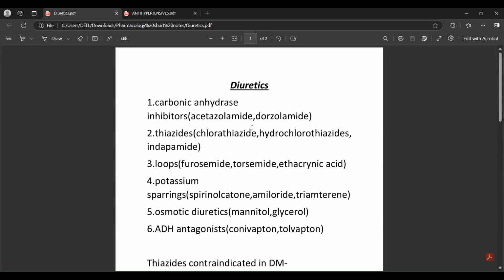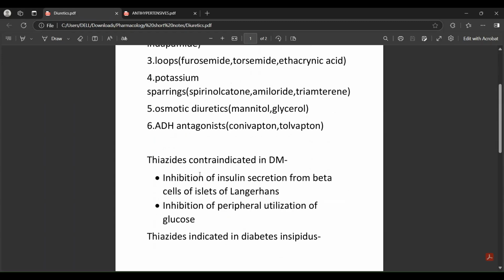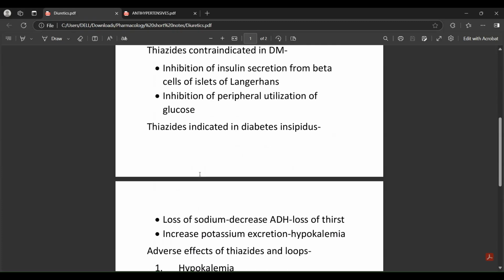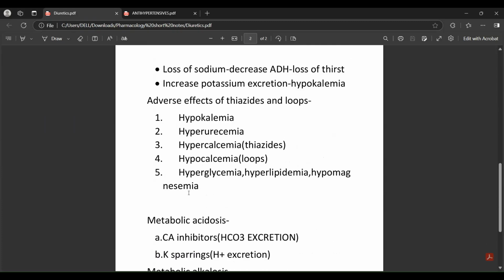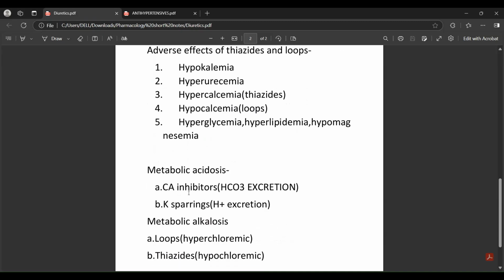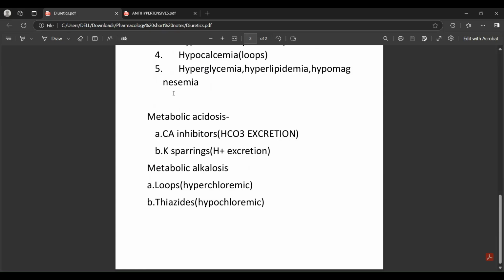So when you talk about diuretics, you have to know the classification. The main ones are thiazides and loops. Thiazides are mainly used in hypertension and they are contraindicated in diabetes mellitus. They are indicated in diabetes insipidus. What are the side effects? Hypokalemia, hyperuricemia, hypercalcemia by thiazides, hypocalcemia by loops, hyperglycemia, hyperlipidemia, hypomagnesemia, and also metabolic acidosis and metabolic alkalosis. Metabolic acidosis is by carbonic anhydrase inhibitors and potassium sparings. And metabolic alkalosis, we know, is by loops and thiazides. What is the common side effect of loops and thiazides? If someone asks, it is metabolic alkalosis.